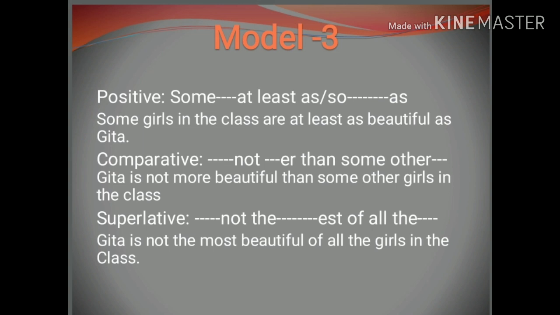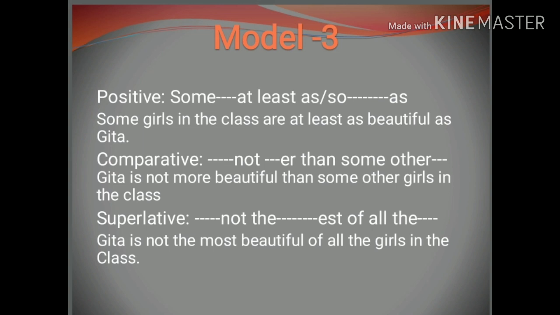Model number 3. Positive degree starts with some. At least is a mandate word and adjective should be in between as or so as. For example, some girls in the class are at least as beautiful as Geeta.